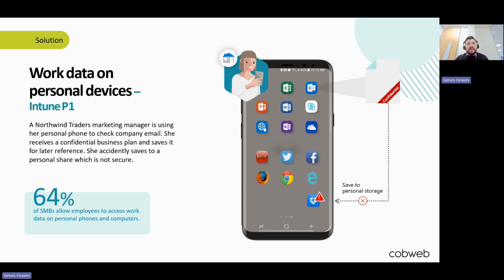We've got another scenario in this one, which is a Northwind Traders marketing manager is using her personal phone to check a company email. So she receives a confidential email with a business plan and she saves it into her Dropbox, her personal storage Dropbox for later. Does this by accident, nothing malicious about it. However, it is now a data breach. That data is no longer controllable by the business, and it is outside that corporate framework, that corporate network, that the data can be deleted, can be updated, etc. Breaching many GDPRs and similar, as I'm sure many of you would know.